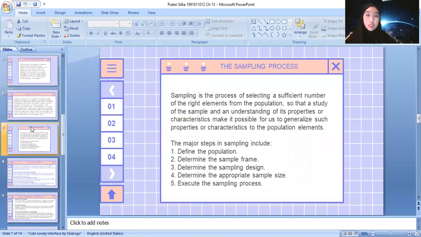The sampling process. Sampling is the process of selecting a sufficient number of the right elements from the population so that a study of the sample and an understanding of its properties or characteristics make it possible for us to generalize such properties or characteristics to the population elements. The major steps in sampling include: first, define the population; determine the sample frame, determine the sampling design, determine the appropriate sample size, and the last is execute the sampling process.